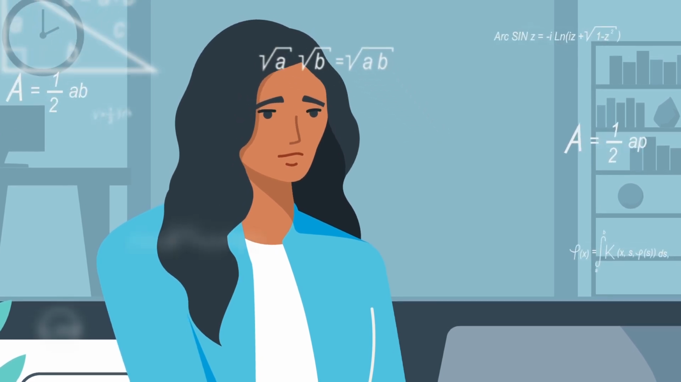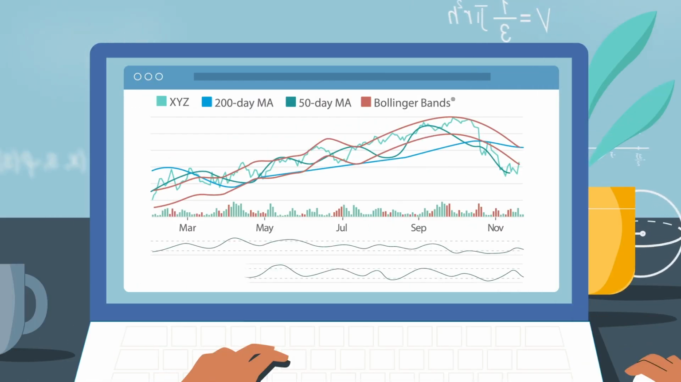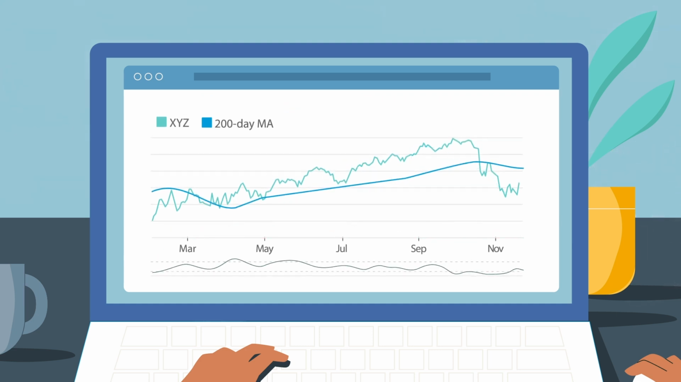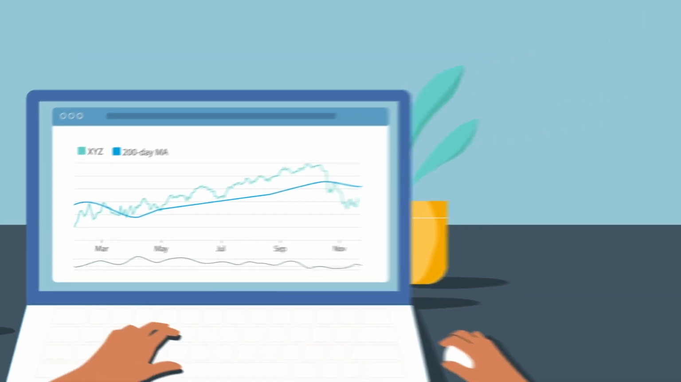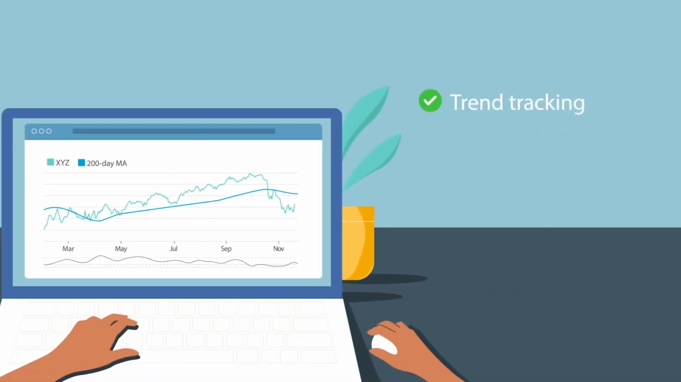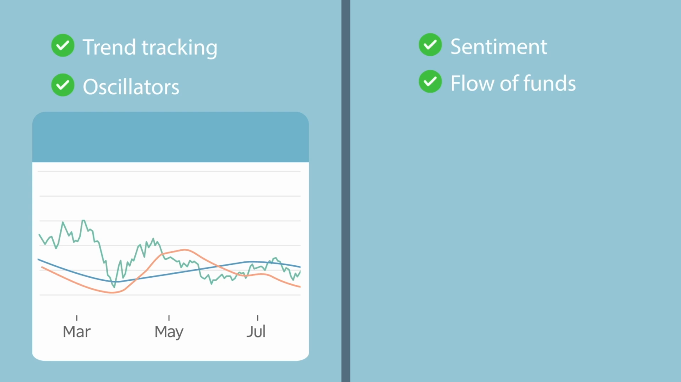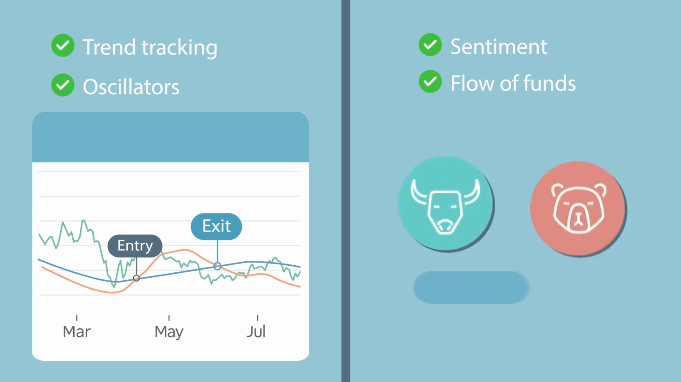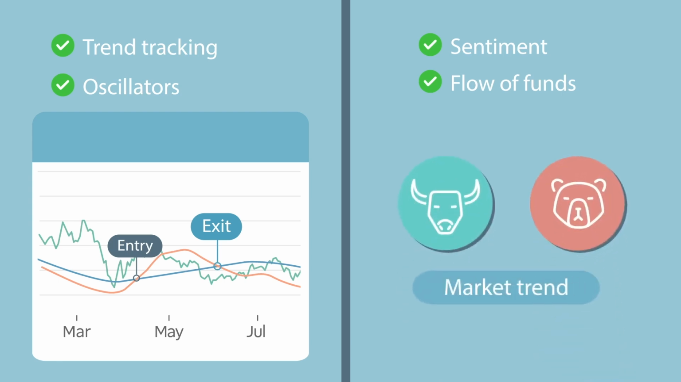By understanding the different types of technical indicators and their purposes, you can zero in on a few indicators to help you make trading decisions or even build a consistent rules-based trading system. We'll discuss 4 major indicator categories, including trend tracking, oscillators, sentiment, and flow of funds. Trend tracking and oscillator indicators are generally used for creating trading systems, while sentiment and flow of funds indicators are commonly used for determining the strength of the broad market trend. Let's break these groups down and determine when you might use them.